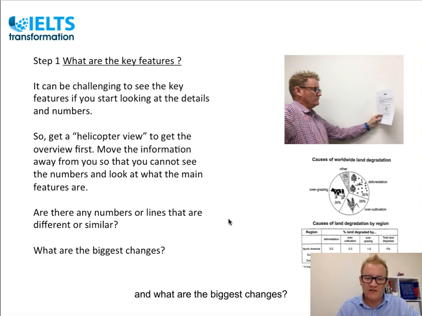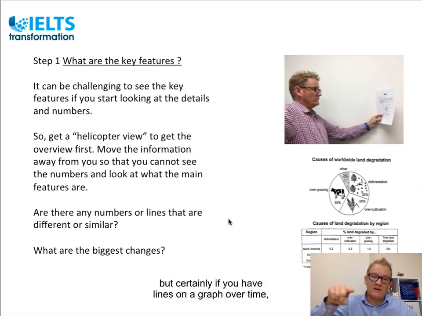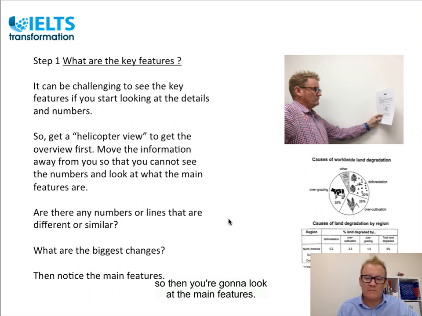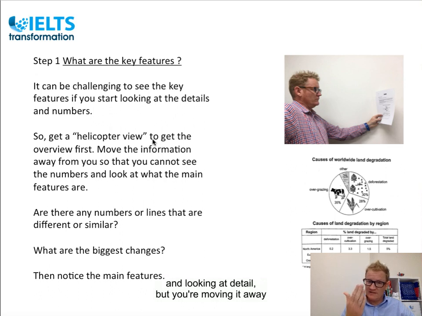And what are the biggest changes? Well, this pie chart isn't showing changes, but certainly if you have lines on the graph over time, then it will talk about the changes. So then you're going to look at the main features. We'll look at this task in a bit more detail, but the helicopter view is the point. So you need to make sure that you're not jumping in and looking at detail, but you're moving it away and just looking for that overall view.